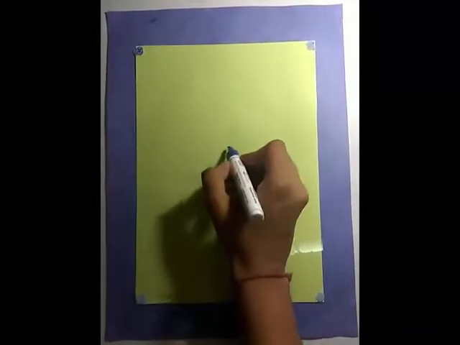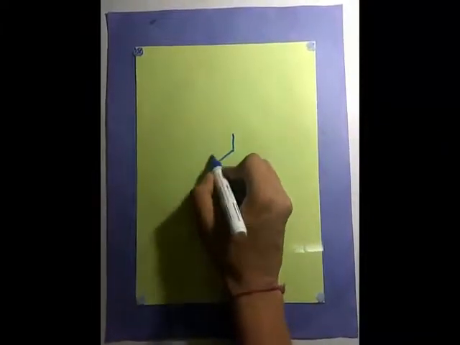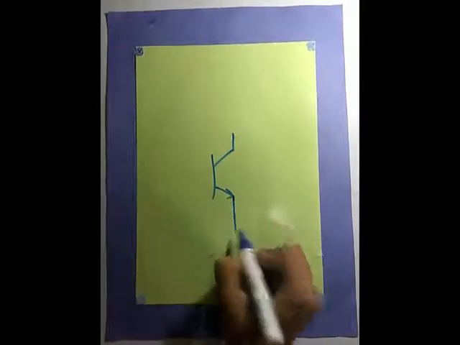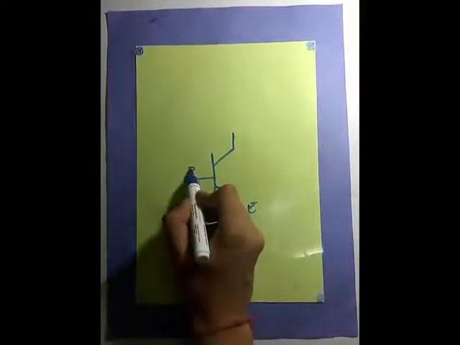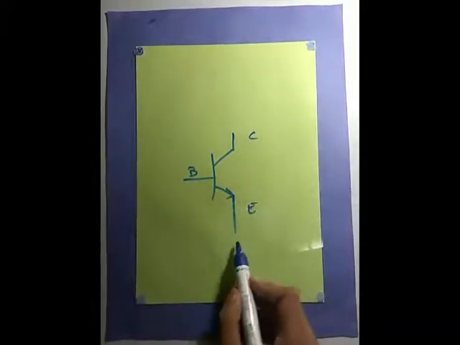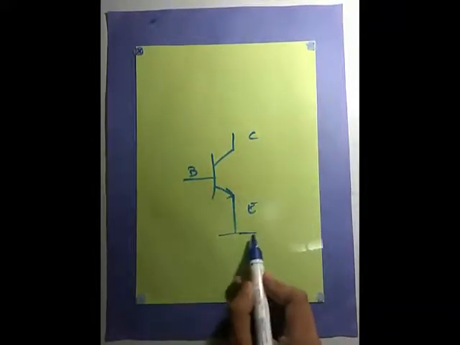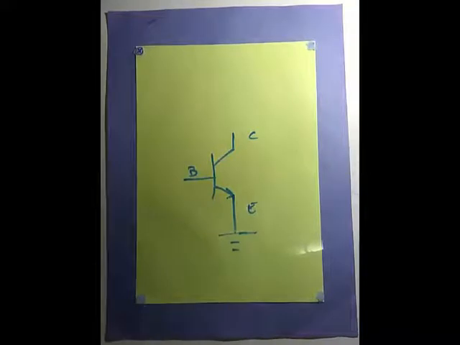Next thing which we are going to consider is transistor as a switch. Now let us consider an NPN transistor. This is the emitter, this is the base, this is the collector. We will consider a common emitter configuration wherein the emitter side will be grounded.